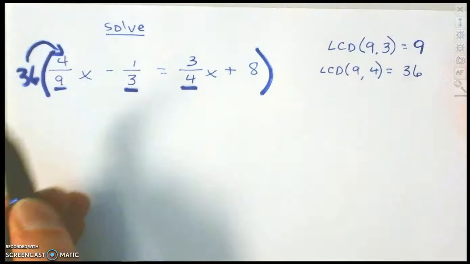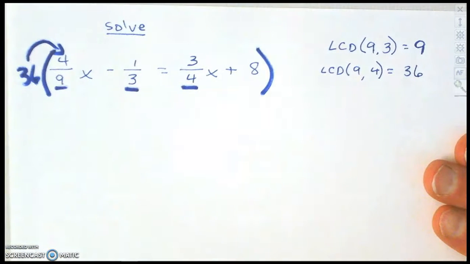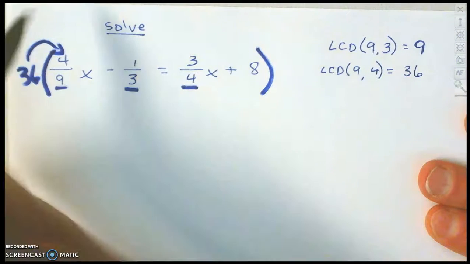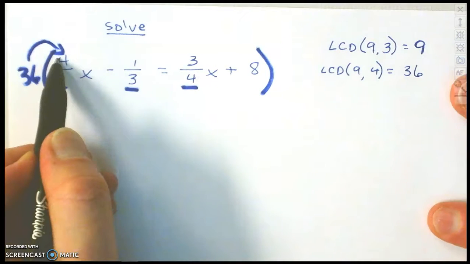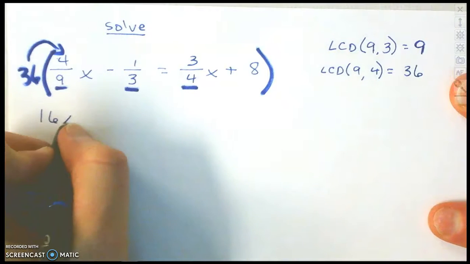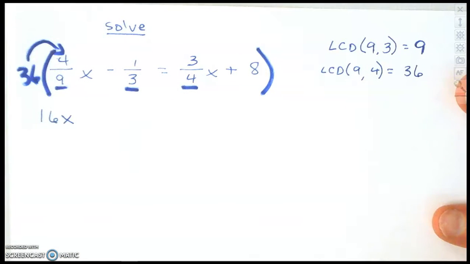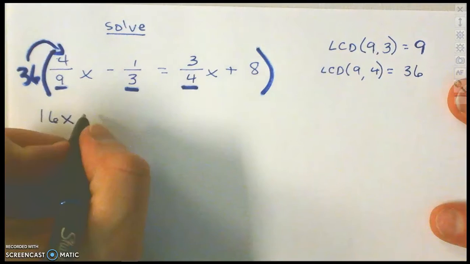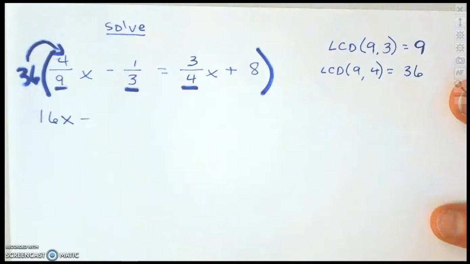So 36 divided by 9. Well, 36 divided by 9 is 4, right? Okay, and 4 times the 4 in the numerator makes it a 16, and we'll bring the x down. So 36 divided by 9 is 4. 4 times 4 makes it 16. And we'll bring down our negative for our next piece.